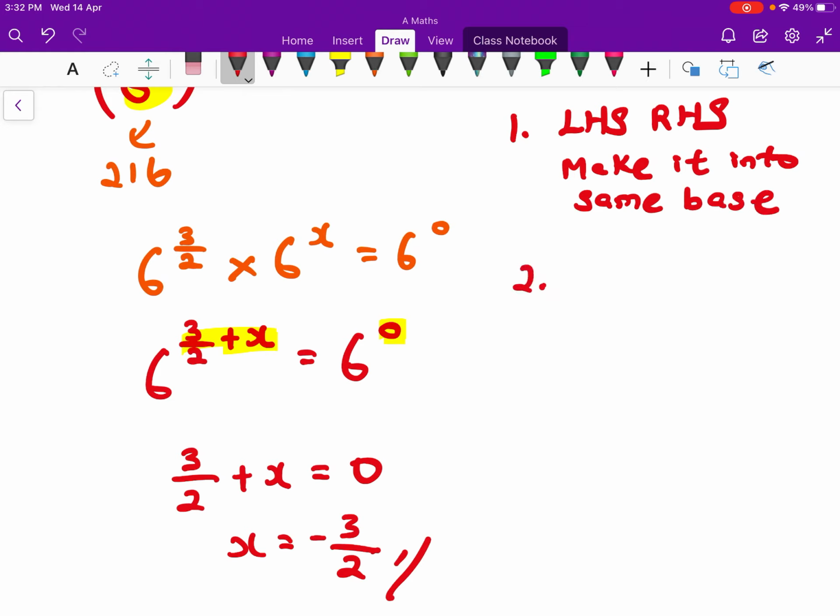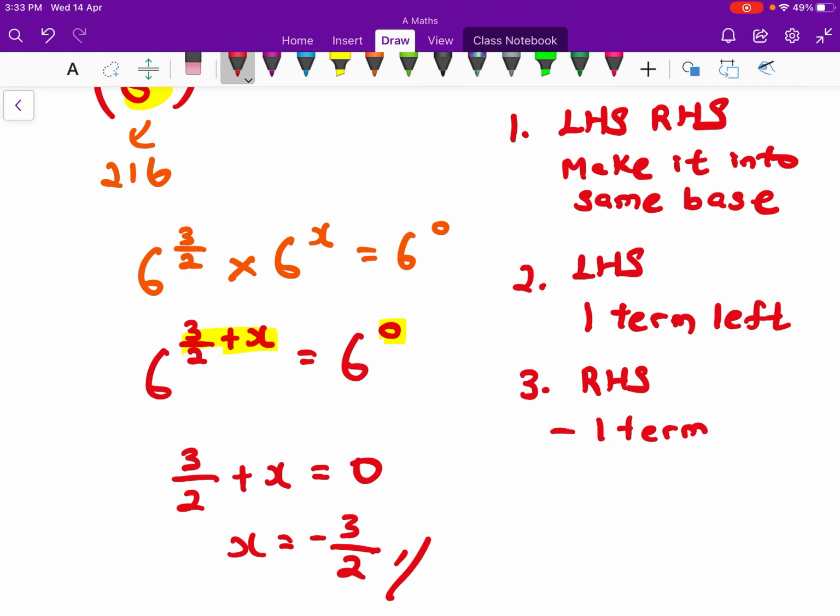Of course number 2, for the left hand side, you need to manipulate until there's only one term left. The right hand side also must have one term left. Then after that, last but not least, since you have the same base, and the left hand side is one term and the right hand side is one term, you can solve for the equation already.